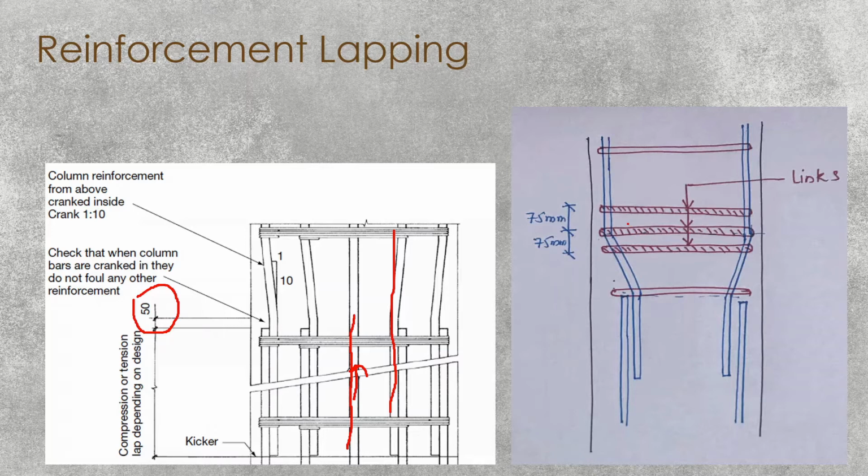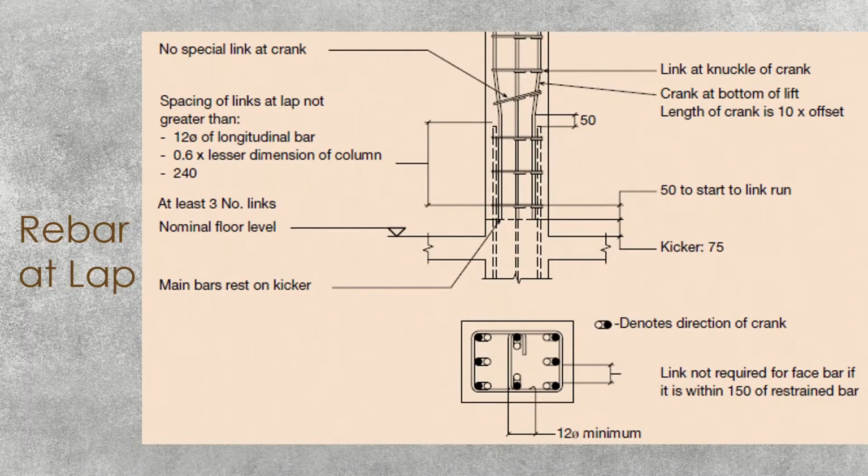In addition, as a best practice, at this bend, you may provide an additional link as you can see here. So at the bend, you may provide 3 links at a spacing of 75 millimeter. For the other links from there to there, you may follow the regular spacing. But here you may provide the additional links.